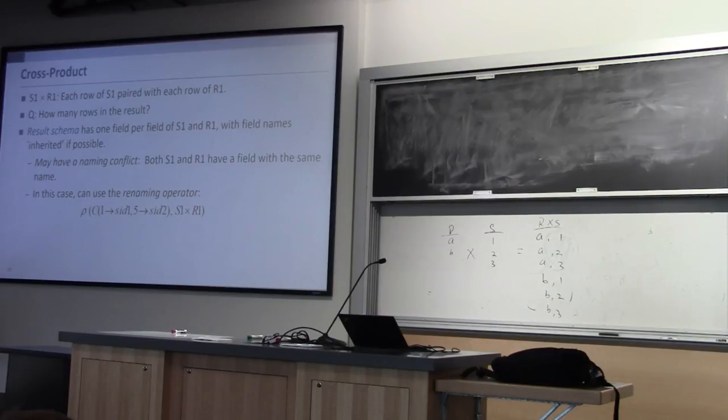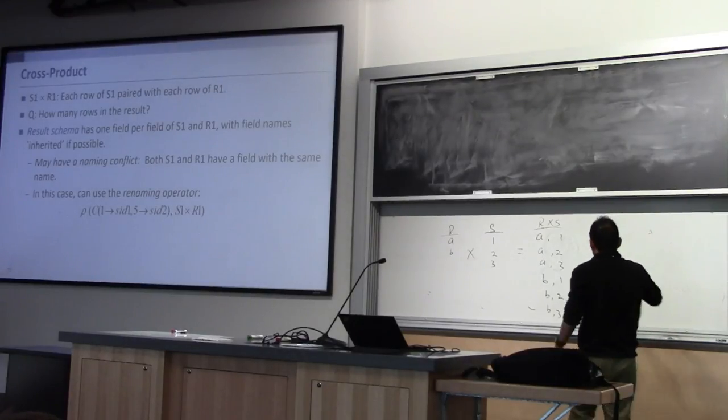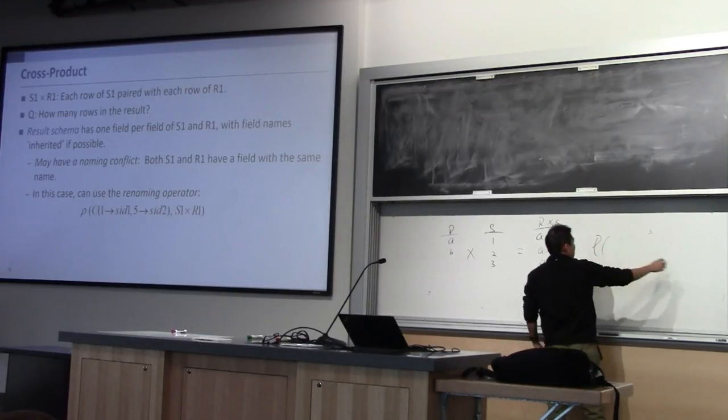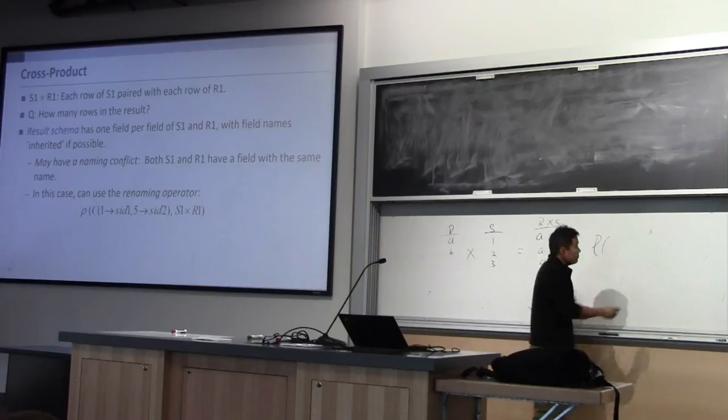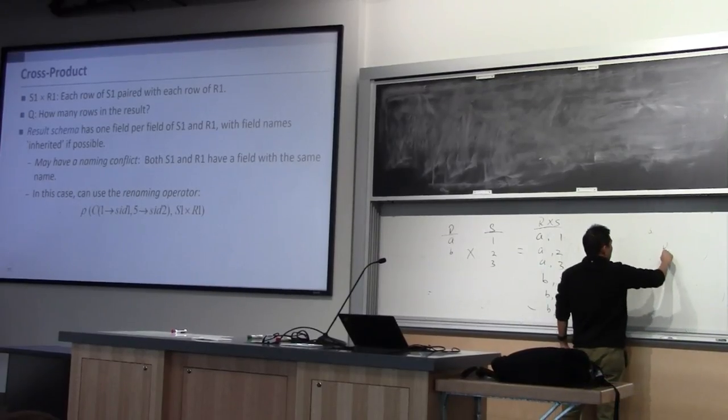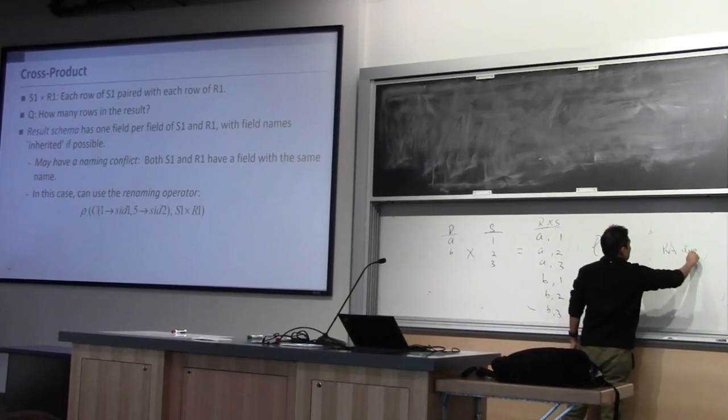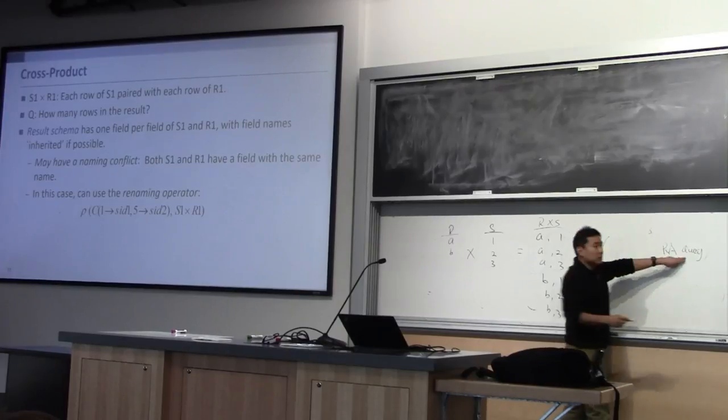To deal with this, we introduce another operator. This is not a relational algebra operator, but a facilitating operator called the renaming operator. The renaming operator, written as rho, takes a relational algebra query as its second term.